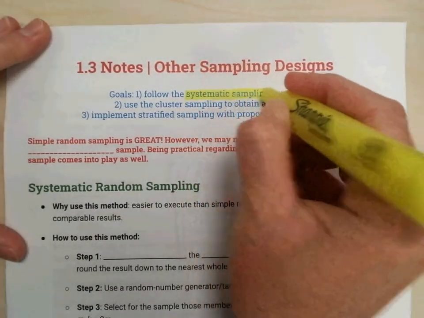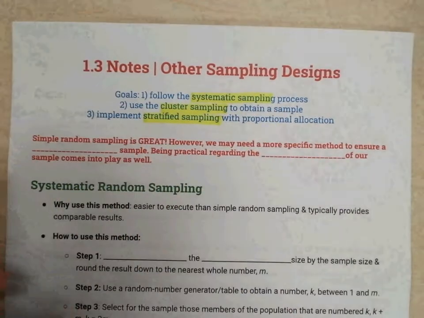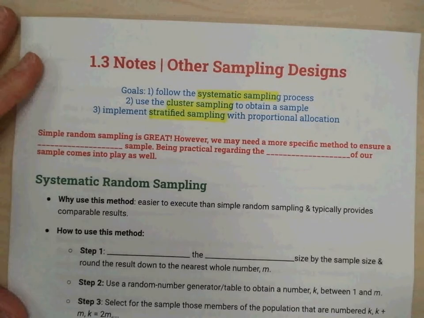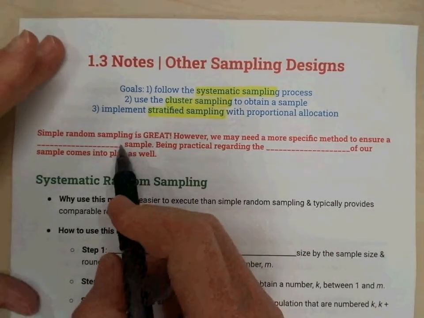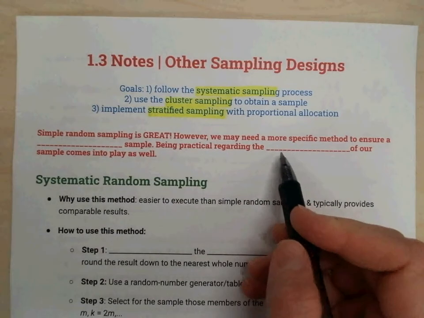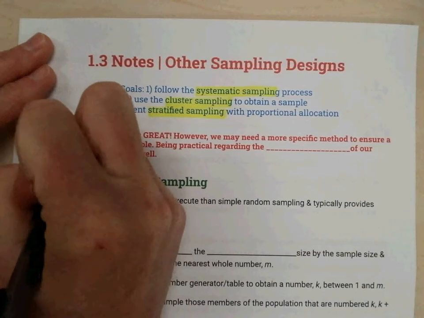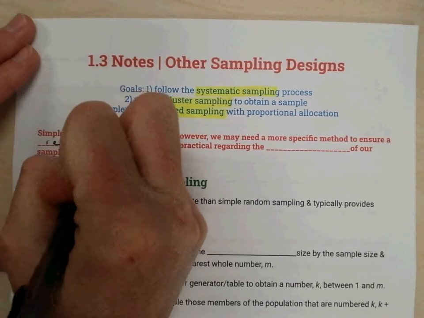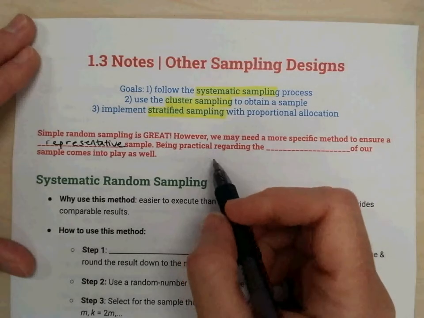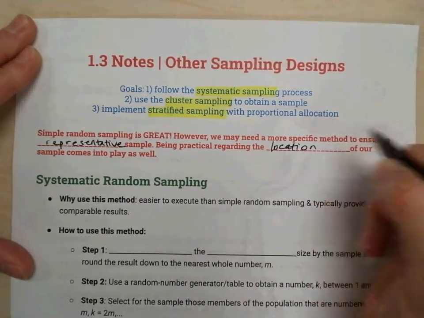acknowledging 3 additional sampling methods from yesterday's notes, where we identified simple random sampling. Simple random sampling is great. However, we may need a more specific method to ensure a representative sample. Representative sample being practical regarding the location of our sample comes into play as well.